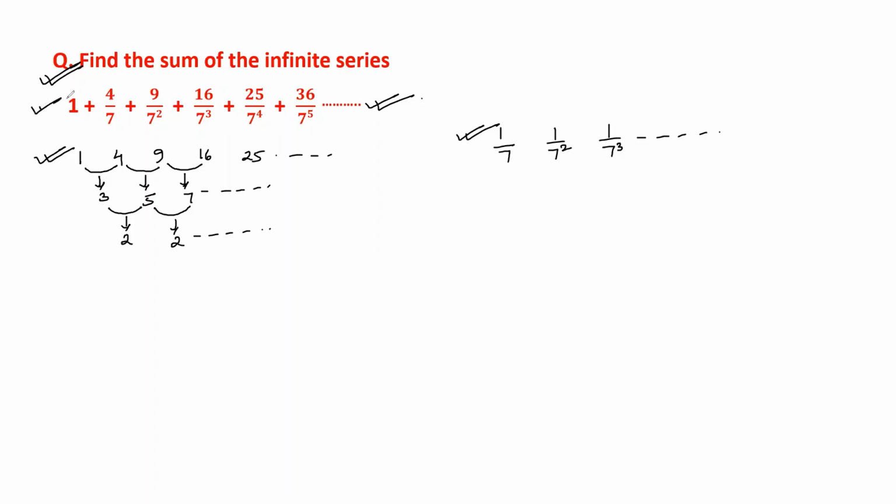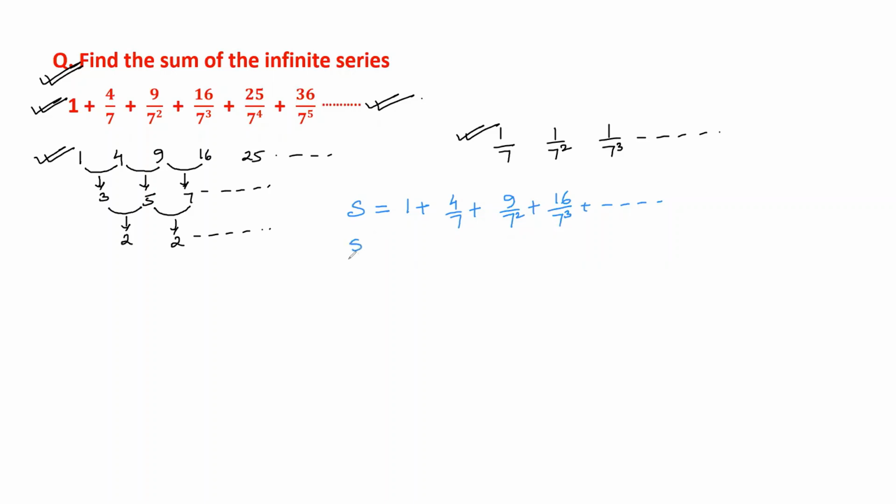So to find the sum for this series, we can apply the same approach that we have learned a few minutes back. So let us assume the sum of this infinite series is given by S. So this S would be equal to 1 plus 4 by 7 plus 9 by 7 square plus 16 by 7 cube and so on. Here, the common ratio is 1 by 7. So let us multiply 1 by 7 to both sides.